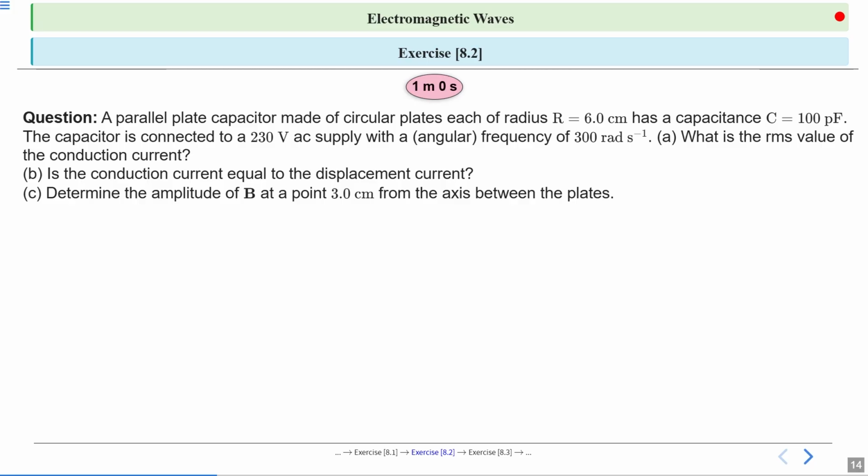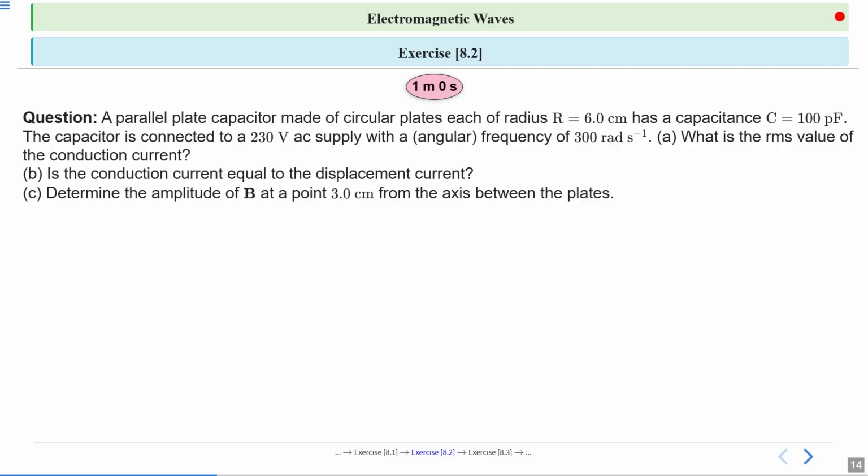B part: is the conduction current equal to displacement current in this case? Now the capacitor is connected to an AC supply. Will conduction current be equal to displacement current? C part: determine the maximum magnitude, or amplitude, of the magnetic field B at a point 3 cm from the axis between the plates.